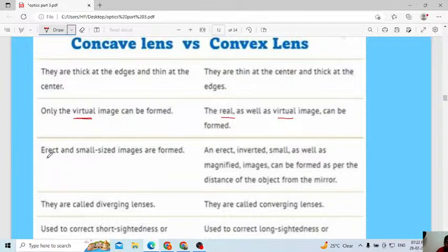Then that virtual image is erect, it means left and right it will not be reversed. Then it is smaller in size, okay, erect and also smaller in size. Maybe you can't see, that's why I'm reading, but if you observe properly you can see. Next one, convex lens forms erect, inverted, small as well as magnified images, depending on the distance of the object from the lens.